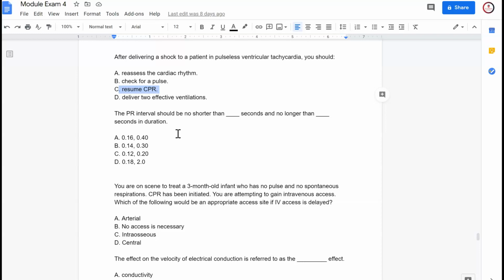Another brief memorization question that you should have had down. PR interval should be no shorter than blank seconds and no longer than blank seconds in duration. Your answer is C, 0.12, 0.20.